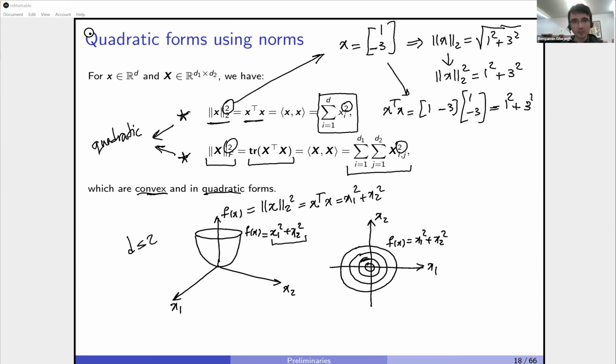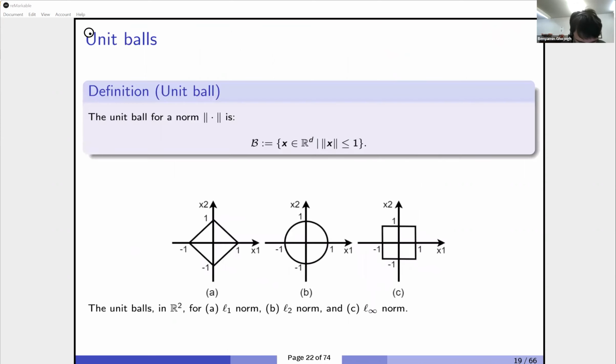You can look at it from above and you will see this. And these lines mean that on each line, the function value is the same. So the bowl is coming up, right? Okay, so you can see these are quadratic forms. If anything is unclear, please let me know.